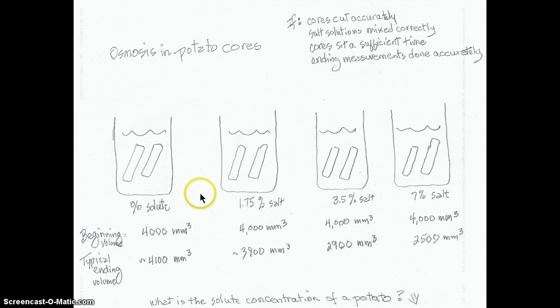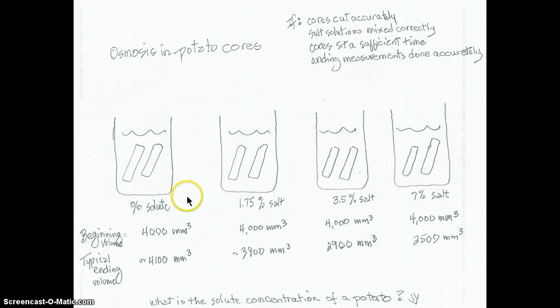After the cores sit in these different salt solutions for a number of hours, the typical ending results that are expected are that the cores in the 0% solute would slightly increase in size, those in the 1.75% salt would slightly decrease in size, the cores in the 3.5% salt would decrease in volume quite a bit, and those in the 7% salt would decrease in volume even more.